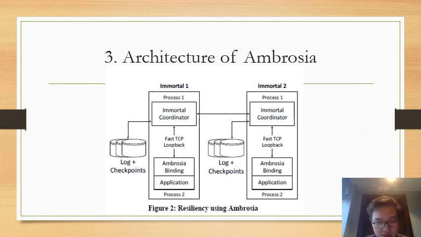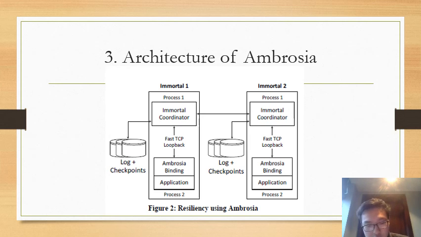Now, let me introduce the actual architecture of Ambrosia. The architectural components of Ambrosia are called immortals. Any Ambrosia immortal can make RPC-style requests of any immortal it is connected to, including itself. You can see here from figure 2 an example, and there are 2 immortals in figure 2.